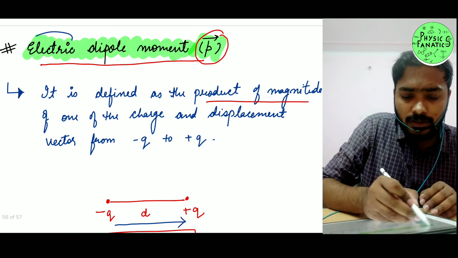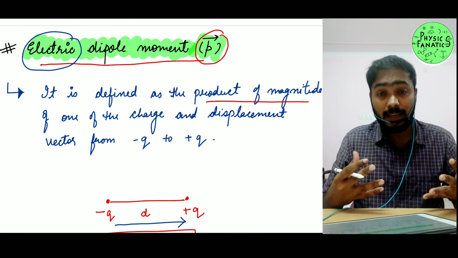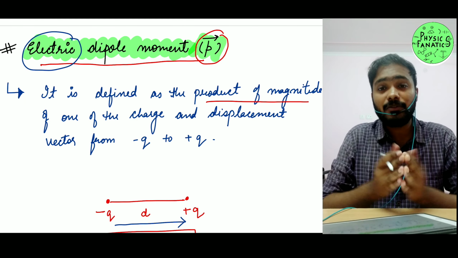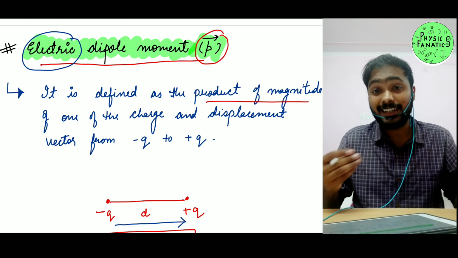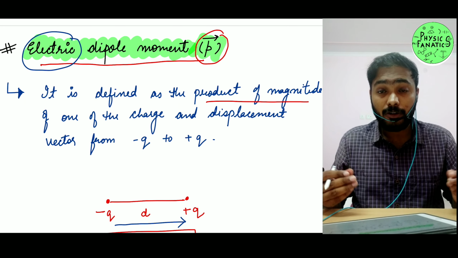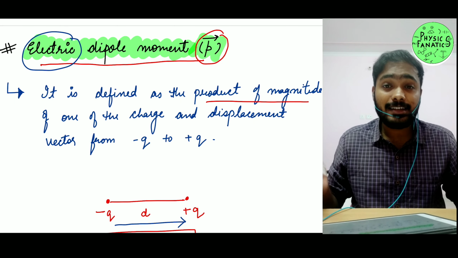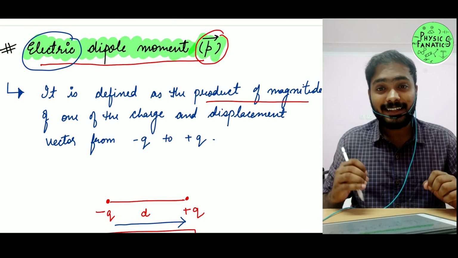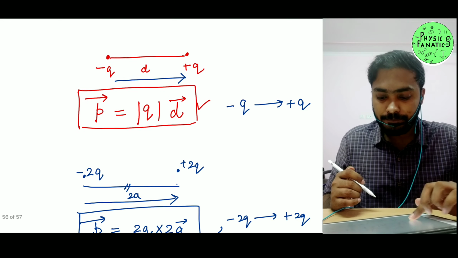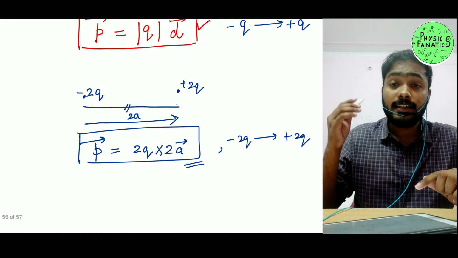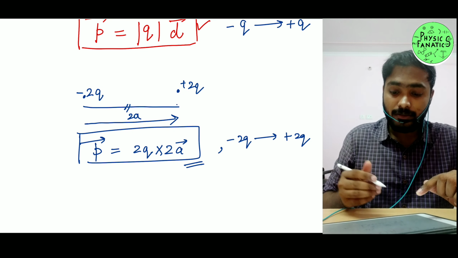We rarely use the name electric, but we just understand that we are talking about electric because we are talking about electrons, right? Charges are involved, that's why we term it electric dipole moment. Otherwise we just simply call it dipole moment. I hope that is understandable, right? Okay, great. So like I said, dipole moment is a vector quantity.